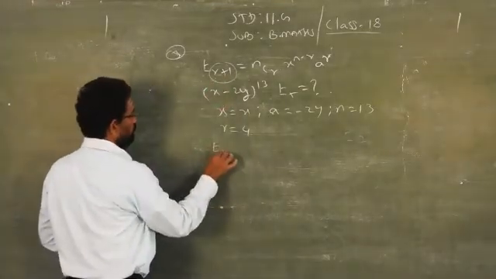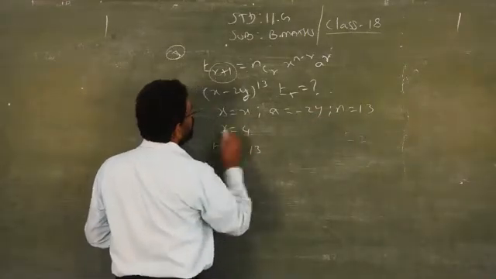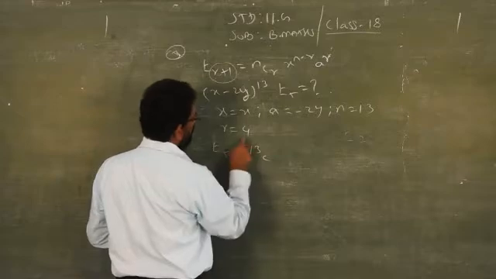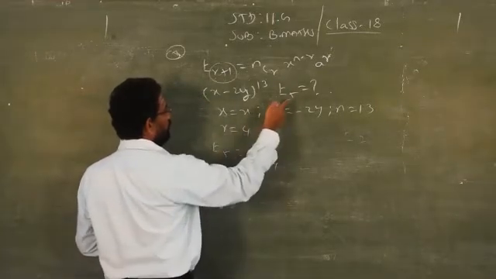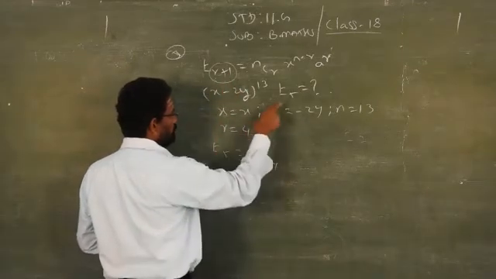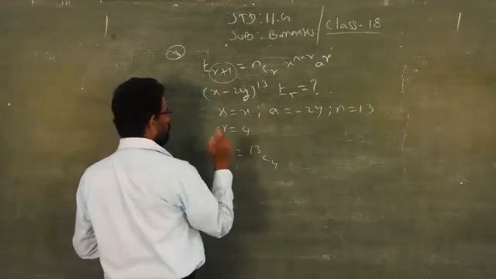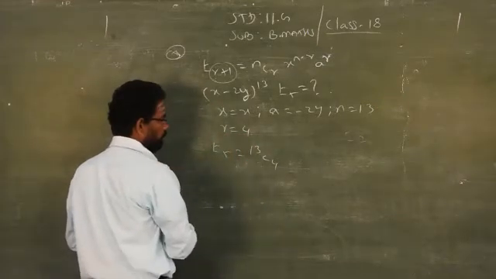So T5 is equal to n is replaced by 13 combination with r, that is 4, because r is 4. Don't think that r equal to 5. If you replace r by 5 over here, then 5 plus 1 is 6. But you are asked to find only the fifth term. So you are supposed to replace r by 4. Just now I explained how to get r equal to 4.